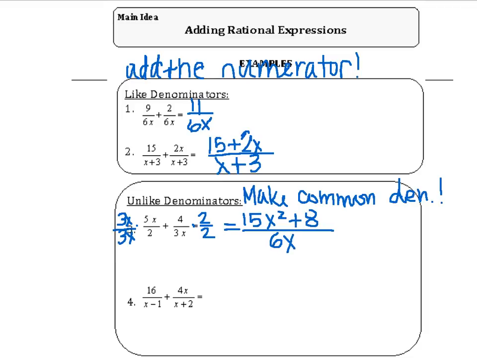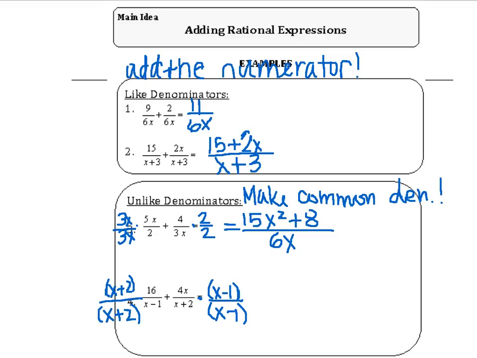The next problem here, number 4, again, we have different denominators. This one's got x minus 1. This doesn't have x minus 1, so I need to multiply the top and bottom of this one by x minus 1. This one is missing that x plus 2, so I need to multiply the top and bottom by x plus 2. So let's do that. We say x plus 2 over x plus 2 on this side. And on the other side, I'm going to multiply this one by x minus 1 over x minus 1.